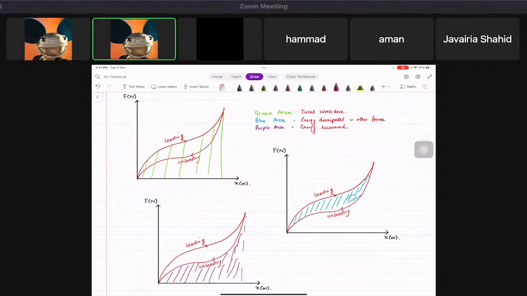The energy dissipated in other forms being that, of course, if you keep on stretching the rubber, you'll notice that rubber gets really hot too. That's why. This is what it means, okay?